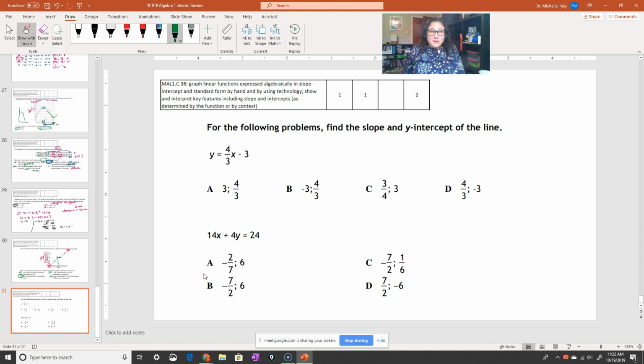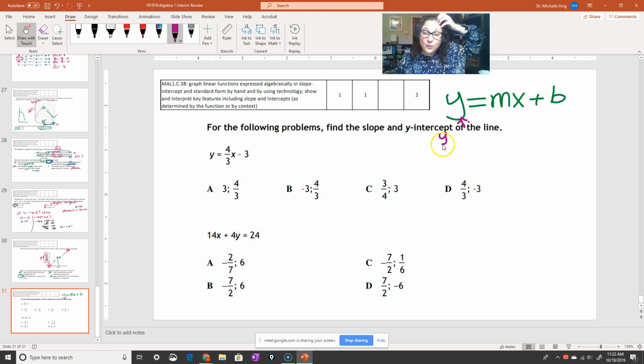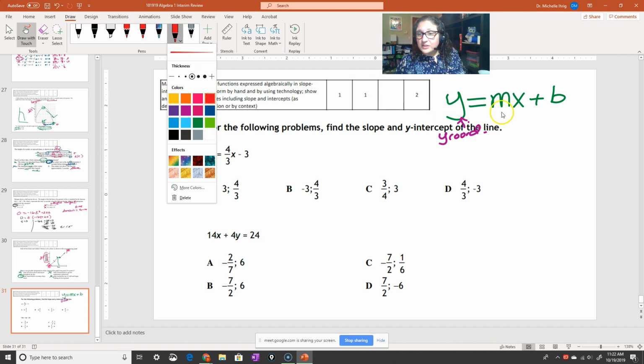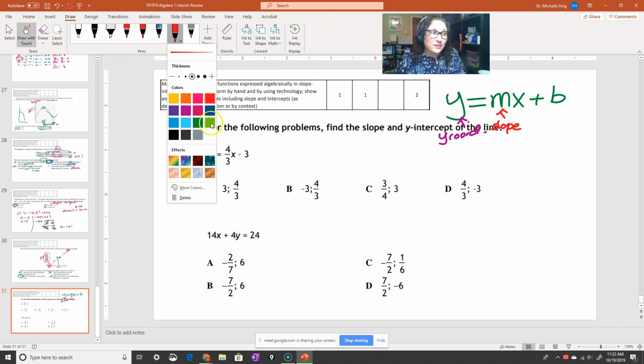For the following problems, you have 2 questions on slope-intercept form. For the following problems, find the slope and the y-intercept of the line. Okay, slope-intercept form is y equals mx plus b. When we have y equals mx plus b, and I'm not sure that that's on your formula sheet, I think you have to know that in your noggin, y stands for the y coordinate. m stands for the slope. x stands for the x coordinate.